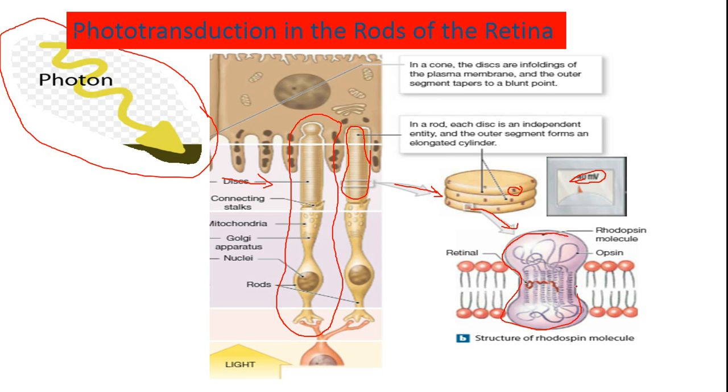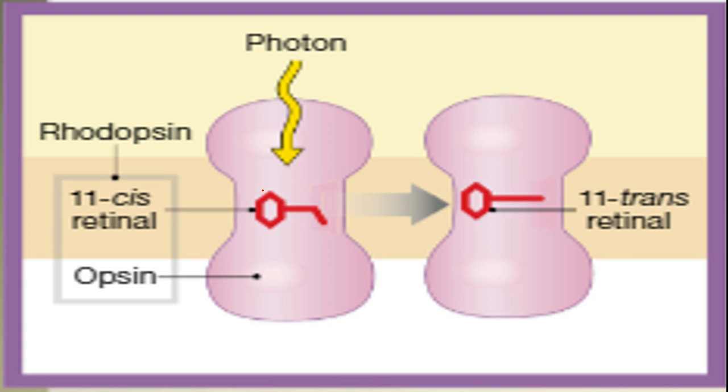Now rhodopsin is made up of two proteins, one opsin and one retinal, and this rhodopsin molecule is an intermembrane protein that stretches through the phospholipid bilayer. Right, now moving on, the 11-cis retinal, as you can see, is the squiggly portion when it is in the dark. But when this photon right here hits it, it causes it to straighten out into a straight line, and now it is called 11-trans retinal.